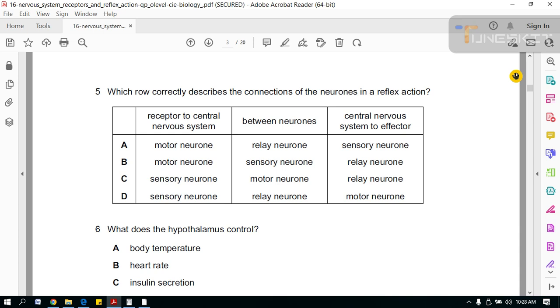It is very important for you to memorize the pathway of the reflex action or reflex arc. So that is the sensory neuron, relay neuron and motor neuron.